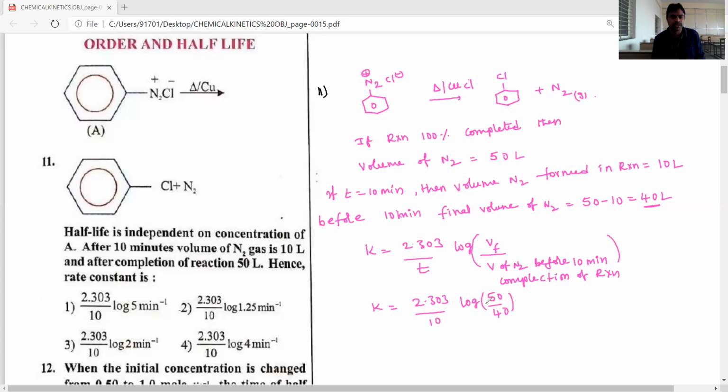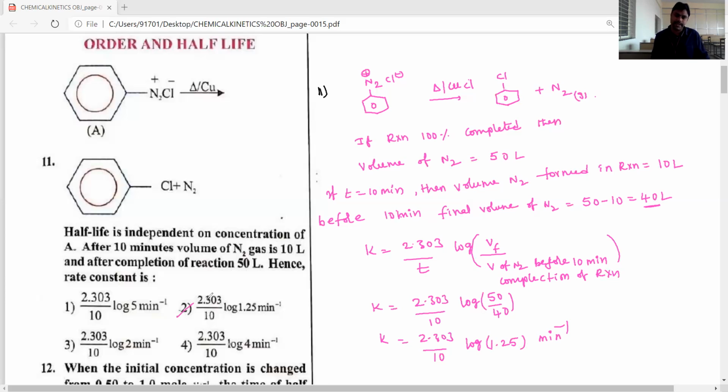We do not need to solve this question completely; according to the options only we have to solve. K is equal to 2.303 by 10 into log 50 by 40, which is nothing but 5 by 4, that is 1.25 units per minute. The answer is the second option.